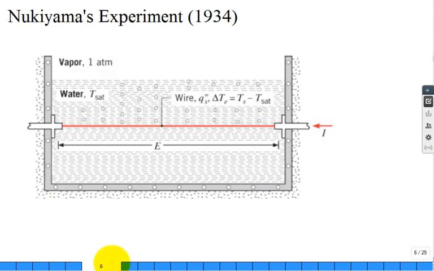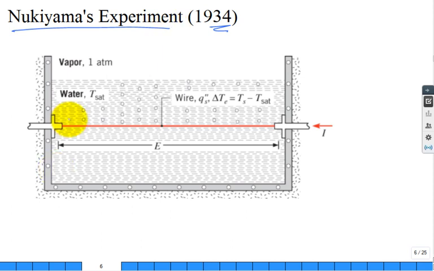All right, well, way back when, in 1934, Nukiyama did an experiment, and I'm sure he did it in Japan. He was one of the first to really do a decent job of putting the whole range of regimes in understanding this boiling. Okay, so what's the experiment?